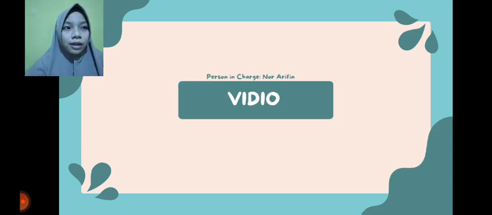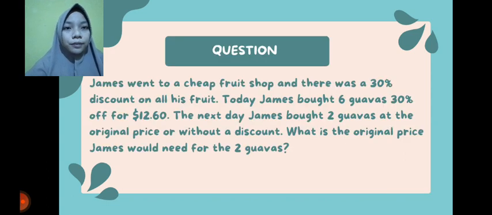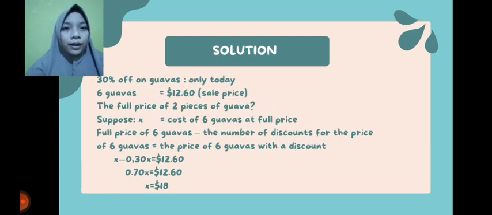Next, we explain about the video. The question: James went to a cheap fruit shop and there was 30% discount on all his fruit. Today, James bought 6 guava, 30% off, for $12.60. The next day, James bought 2 guava at the original price or without a discount. What is the original price James would need to pay for the 2 guava?